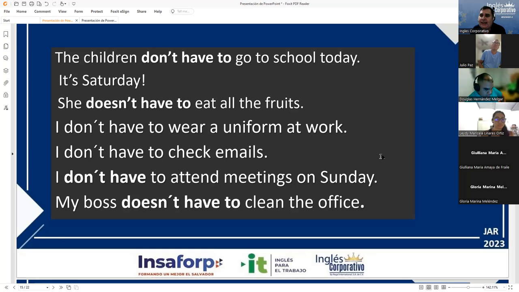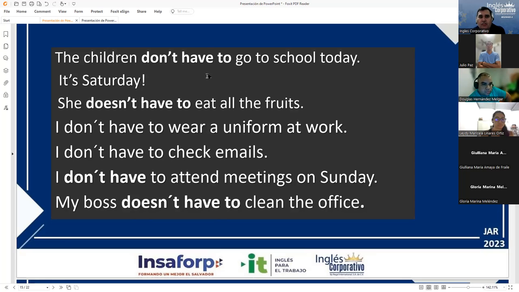I don't have to check emails. Nobody sends me email, so I don't have to check emails. I don't have to attend meetings on Sundays. Sunday is off. My boss doesn't have to clean the office. Someone cleans the office for him. So, doesn't.